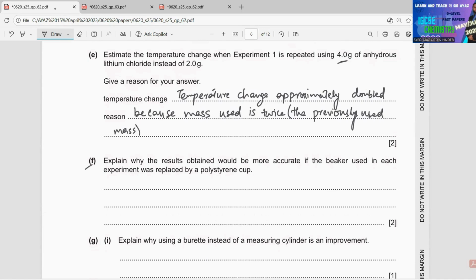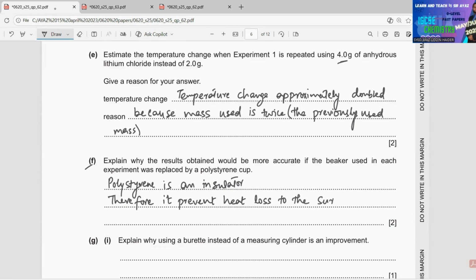F. Explain why the results obtained would be more accurate if the beaker used in each experiment was replaced by a polystyrene cup. Polystyrene is an insulator, so therefore it prevents heat loss to the surrounding.